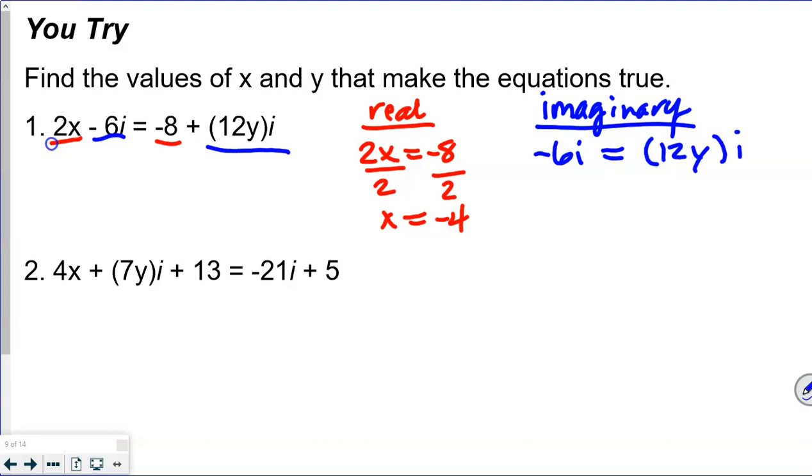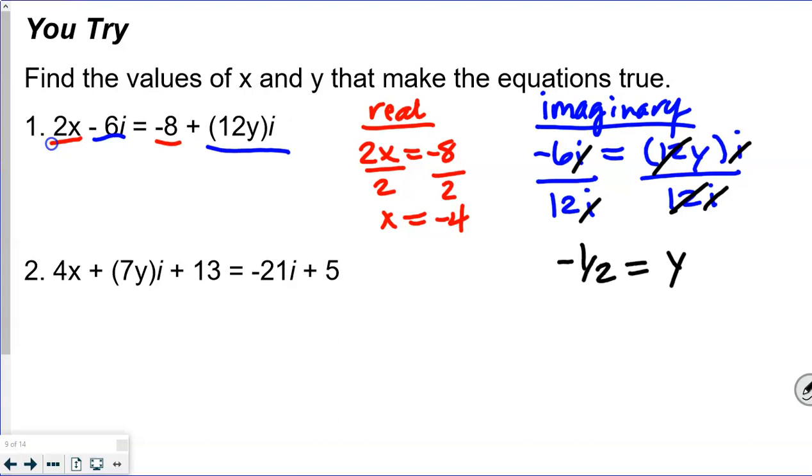Again, trying to get y by itself, so we're going to divide both sides by 12i and 12i. So once again, let's mark out what we got rid of, right? So that's just y over there. And over here, we're getting rid of our i's, and -6 over 12 is equal to, again, -1/2. And remember, you can always plug these back in to check them, okay?